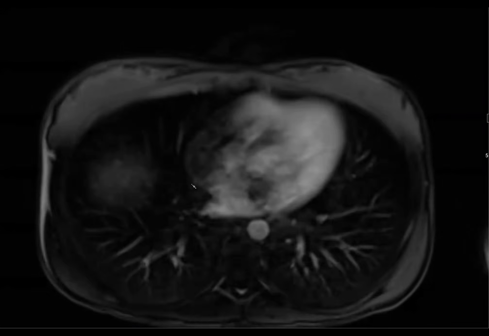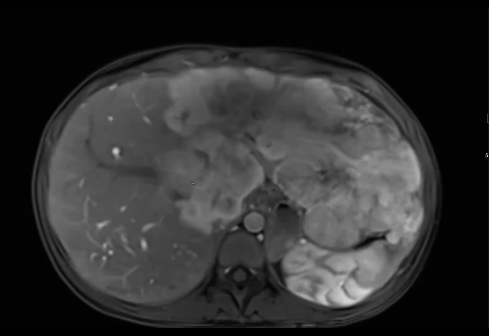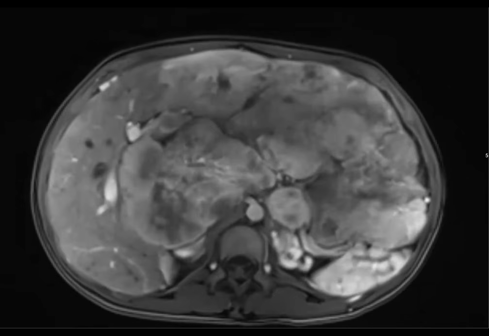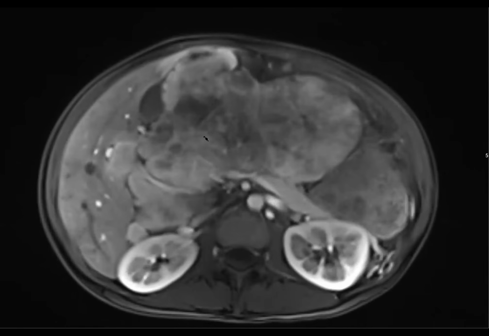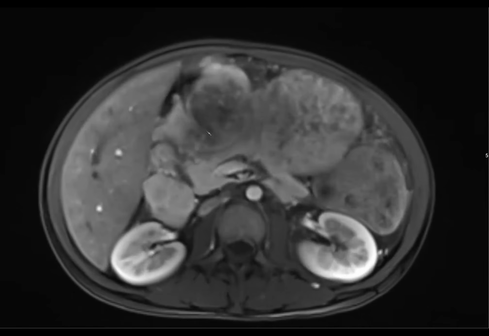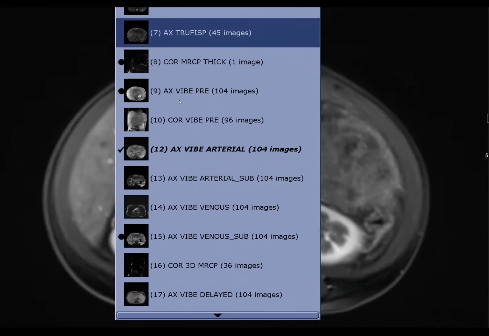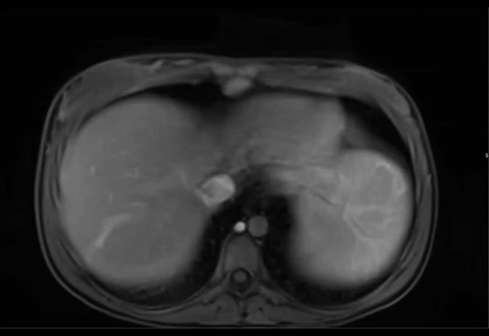Aarti, did you say how old the patient was? They're around 20. This is the arterial phase. And you can see there's also peritoneal nodules here. And then this is the delayed phase.